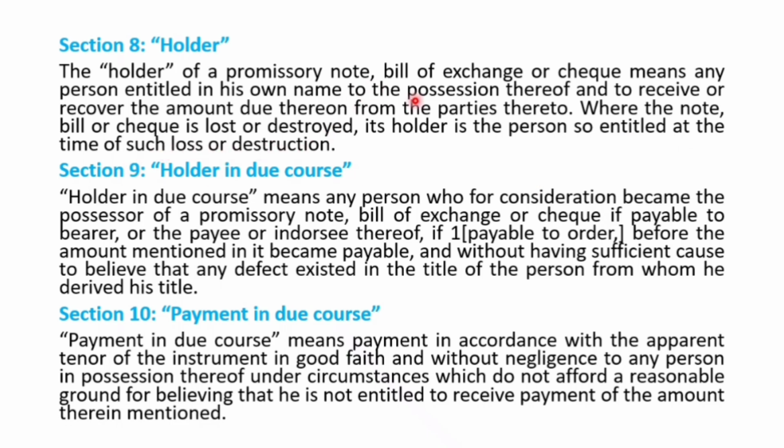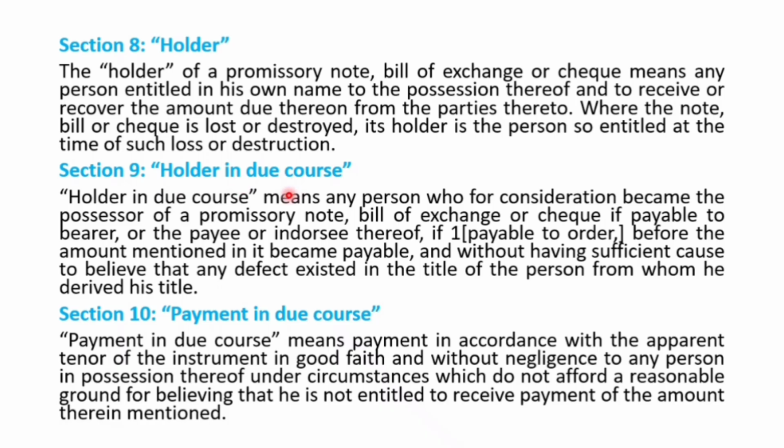So the person who is entitled to the possession or to receive or recover the amount from the parties is said to be the holder, and in case the negotiable instrument has been lost or destroyed, the person who was entitled before the time of loss or destruction is said to be the holder. Very simple. Then section 9 is holder in due course.